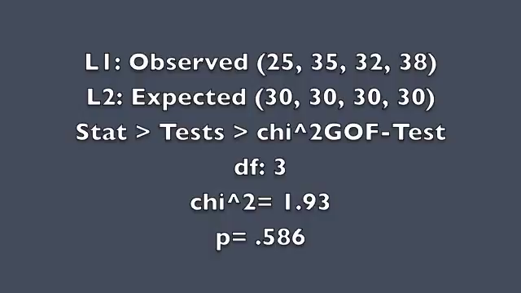To do the test, first we're going to plug in L1 our observed, which is 25, 35, 32, and 28, and in L2 we're going to plug in our expected. Since there are 120 students and 4 seasons, each season should have 30 students born in it. So 30, 30, 30, and 30. Next, we're going to go over to stat tests, and we're going to choose the chi-square GOF test. We find that the chi-square value is 1.93 and the p-value is 0.586.